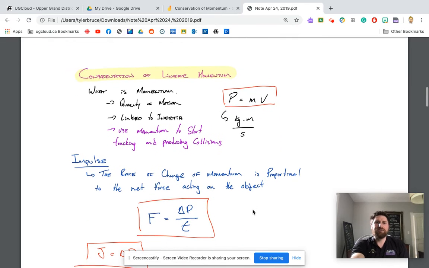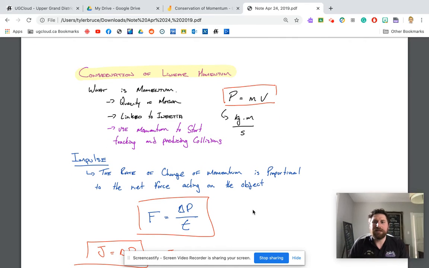So let's get into conservation of linear momentum. Linear means in a straight line. Next week, we're going to do conservation of momentum in 2 different directions, and we'll work with that. So what is momentum? Momentum is a quantity of motion. It's linked to inertia. And remember, inertia of an object is a direct correlation with how much mass an object has.